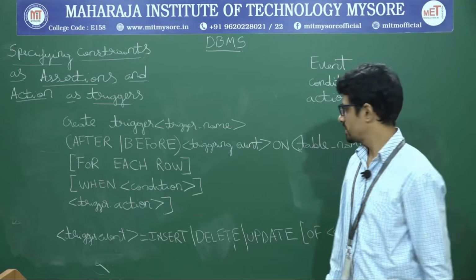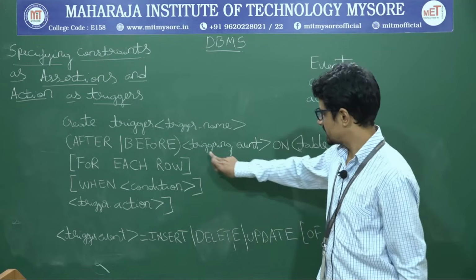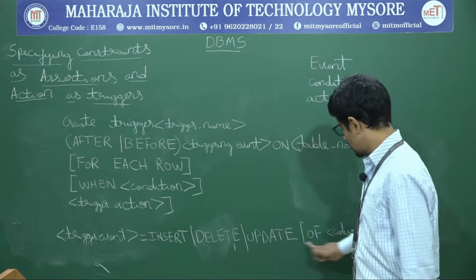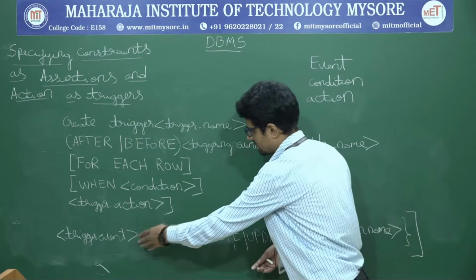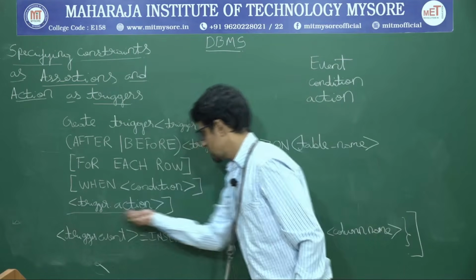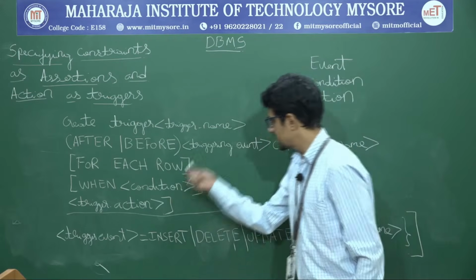Next we have something called AFTER or BEFORE. What is this after or before? It is followed by a trigger event. A trigger event is an insert, a delete, or an update of a column name. Onto which column? That will be replaced in this tag. I have just written it below this. This is what we have in the syntax of triggers, and this is what is replaced here.